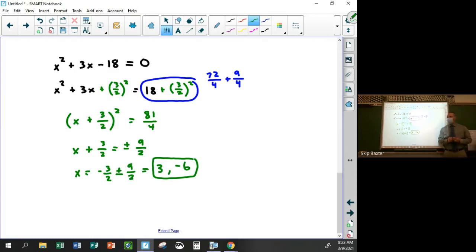Any questions on that process? That's completing the square. Okay? That's all I got. So on Delta Math, it's just called completing the square.